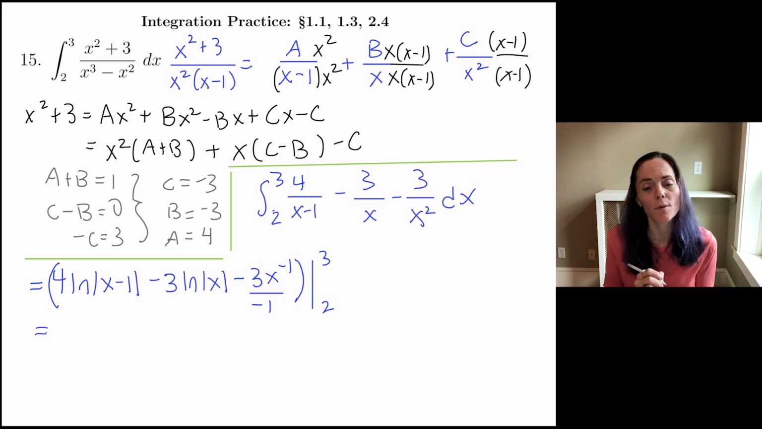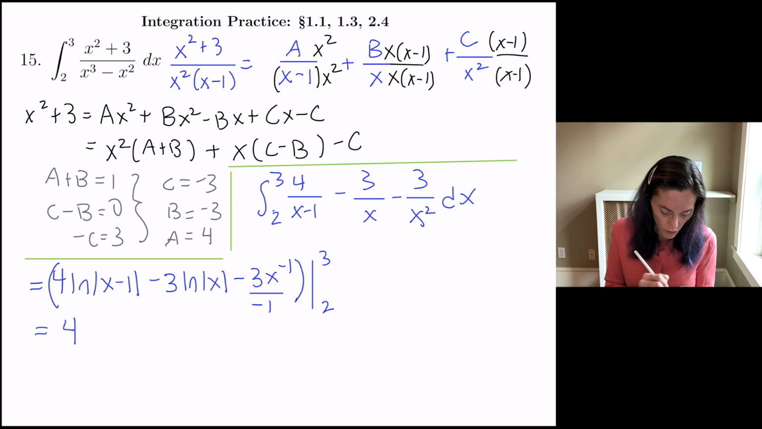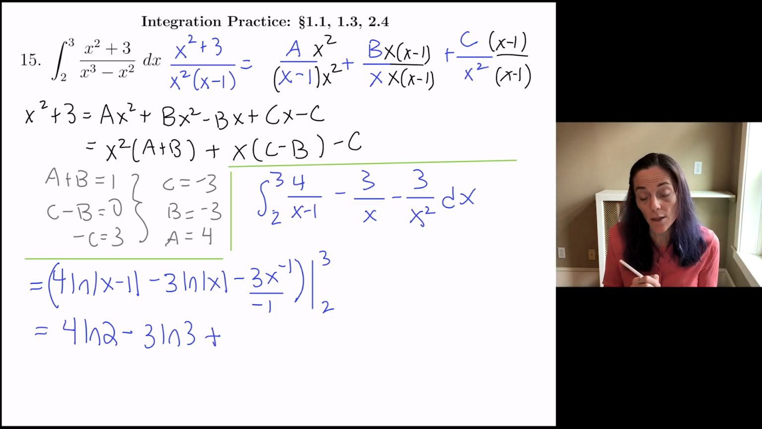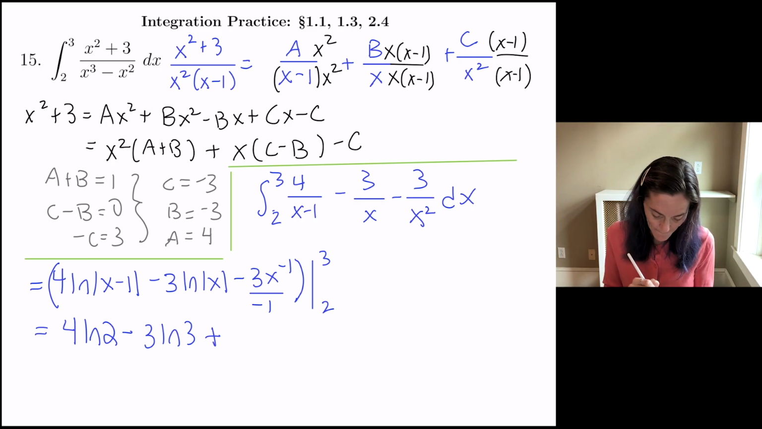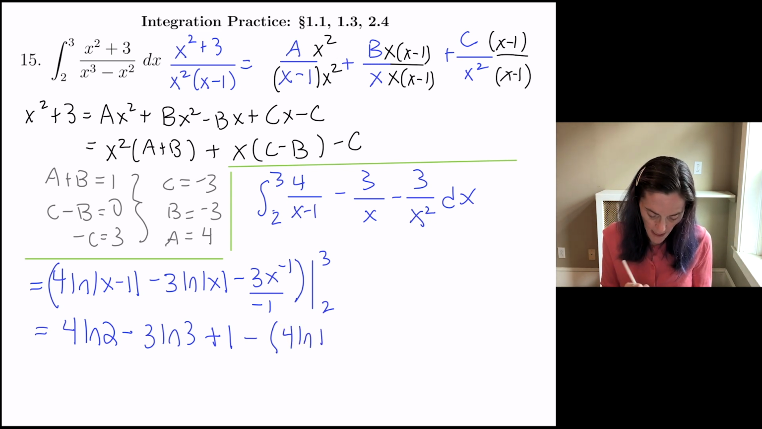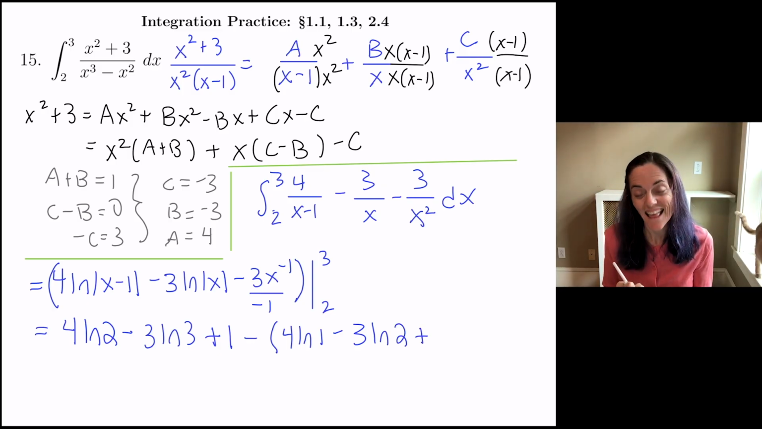First, we evaluate at the upper limit of integration. You notice I will have 4 ln 2 minus 3 ln 3. And then this is really plus 3 divided by 3, which is 1. Okay, subtract off, evaluate at the lower limit of integration. We have 4 ln 1 minus 3 ln 2. And then plus, this will be 3 over 2.